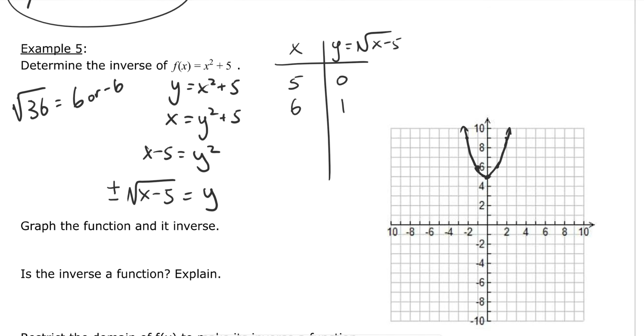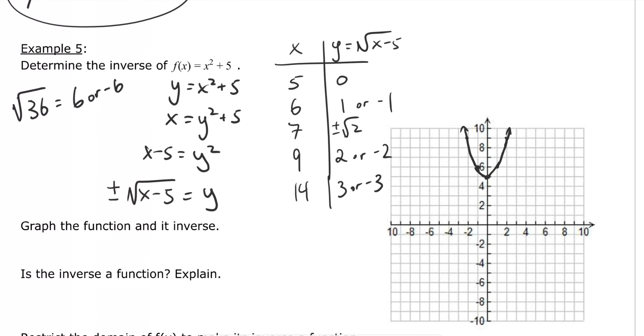Square root of 1 is 1, or negative 1. 7, okay, 7 minus 5 is 2, square root of 2. Well, you can have plus or minus the square root of 2. Look at another number that we can do. Let's do 9. So 9 minus 5 is 4, square root of 4 is 2, so 2 or negative 2. And let's see, what about 14? So 14 minus 5 is 9, square root of 9 is either 3 or negative 3.